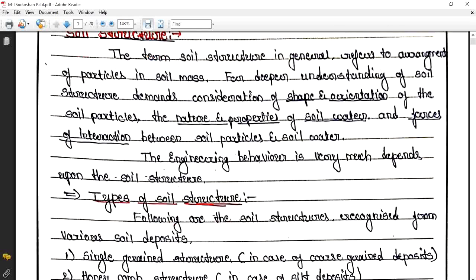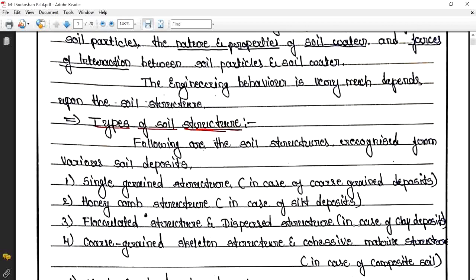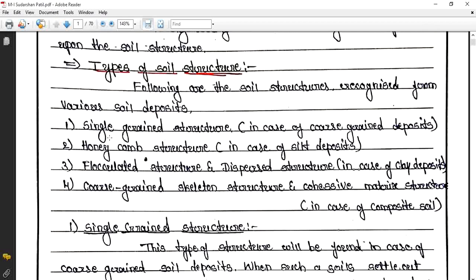The engineering behavior is very much dependent upon the soil structure. That is why we need to study this soil structure. So you can see the following are the soil structures recognized from various soil deposits. Okay, so what are the recognized types of soil structure? You can see over here.